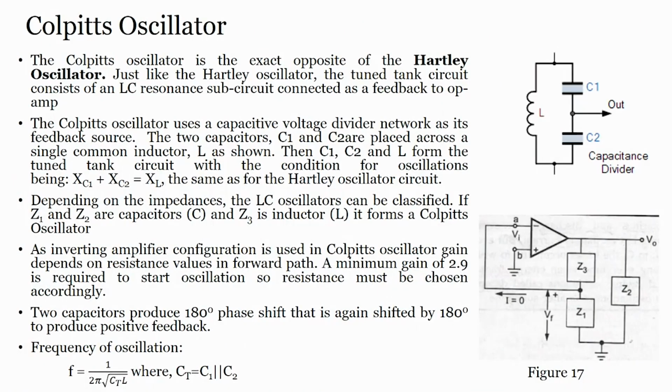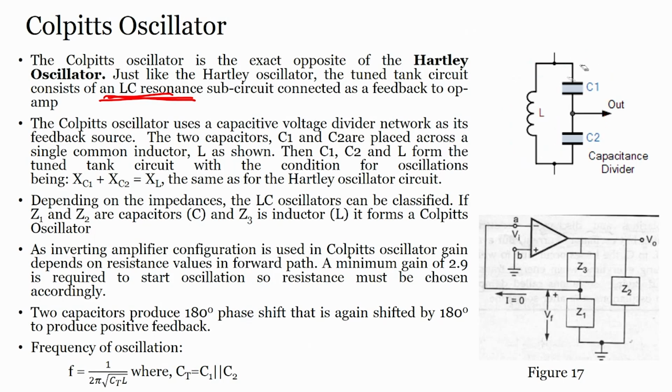So, now let us see the Colpitts oscillator. If we see the screen, the first sentence itself says that the Colpitts oscillator is the exact opposite of the Hartley oscillator. Just like the Hartley oscillator, the tuned tank circuit consists of an LC resonance sub circuit connected to the feedback of the operational amplifier. Here you see you have 2C, you have 1L.